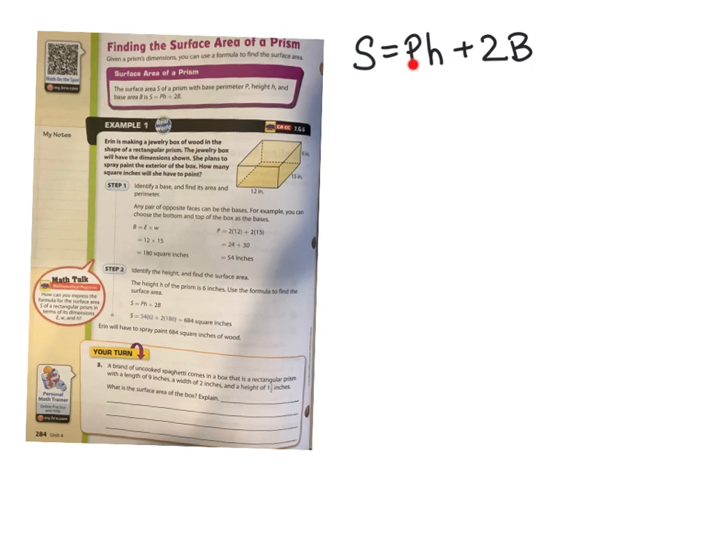So this represents the perimeter of the base. This represents the height of that lateral part. This represents the 2 bases that I have, and this represents the area of one of those bases. So let's put this into action. Okay, I'm going to go ahead and draw this out as a net with my base here, just so your brains can see it, and mine too. Oh, I ran out of room.